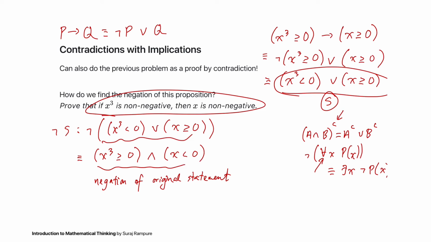But where's the contradiction? Yes? Cube of any negative number is negative. Perfect, right? This is a contradiction. This is never true. Because if x is less than 0, then x cubed is less than 0, right? So the contradiction comes from the fact that if q is true, or this is really not q, but if not q is true, then p can't be true either. Is that clear? Yes? So we're looking at p and not q? Yes, perfect.